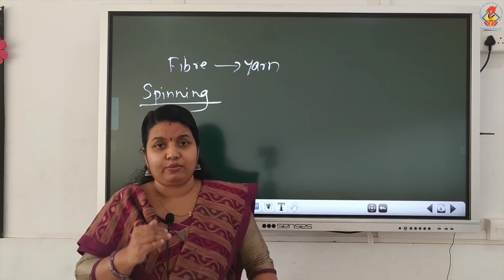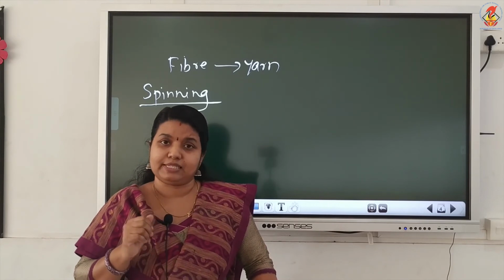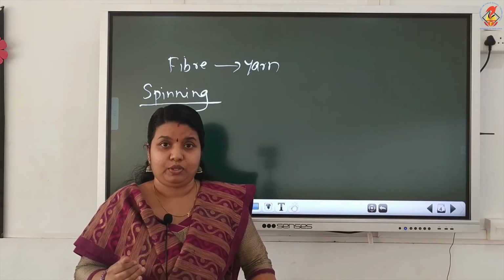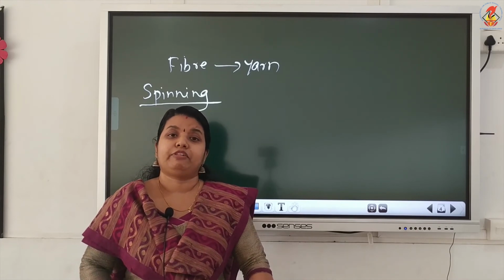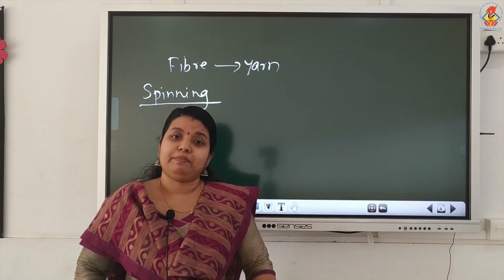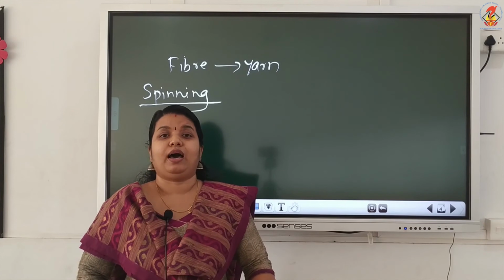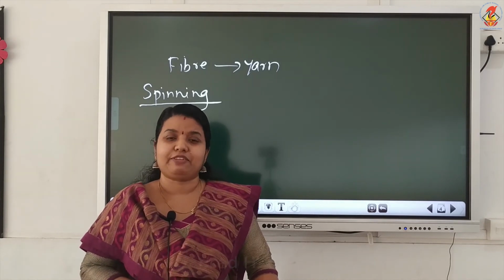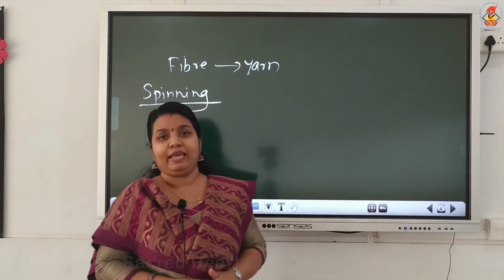So we saw how we get cotton fibers and jute fibers. Next step is to convert the fibers to yarn. The process of making yarn from fibers is known as spinning. In this process, fibers from a mass of cotton wool are drawn out and twisted. This brings the fibers together to form a yarn.